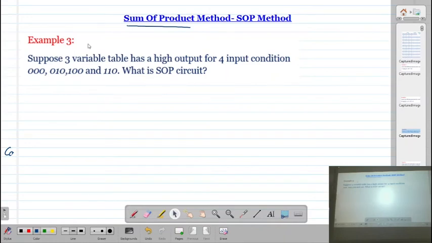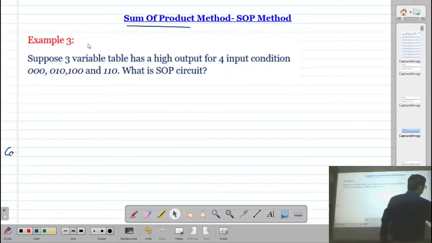Now, here, what is the SOP circuit? Suppose the three variable truth table has a high output for four input conditions: 000, 010, 100, 110. Okay? Then what is the SOP circuit? For that, directly also you can write the expression, but at this moment don't try that one. Here you make a truth table, and then you write the fundamental products, the min terms, and then you write the expression.